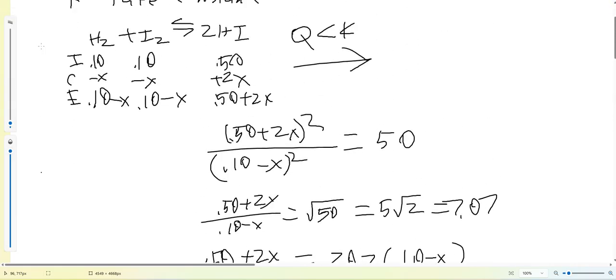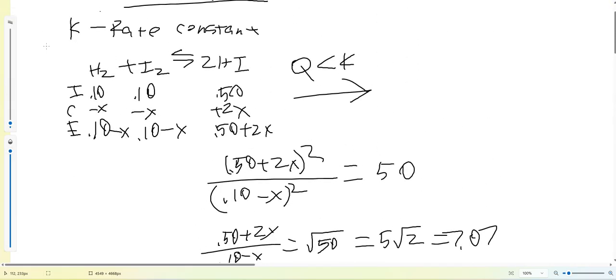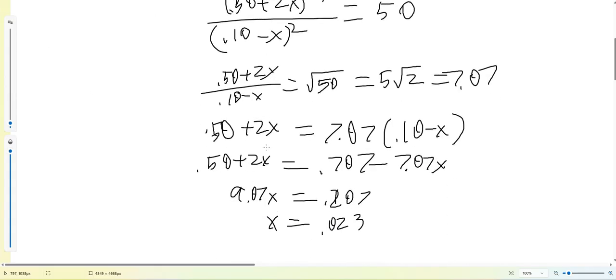Which, if we plug that back into our initial equation, okay, 0.1 minus that, square it, 0.50 plus 0.023 times 2, and then divide that, and square that, by our answer squared. And we get what we get.